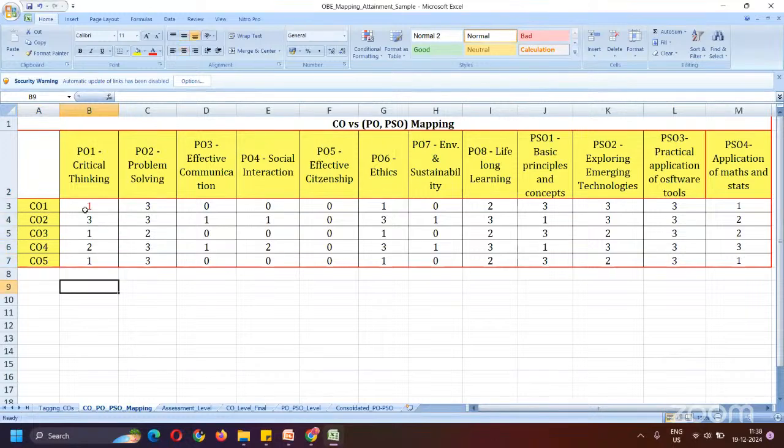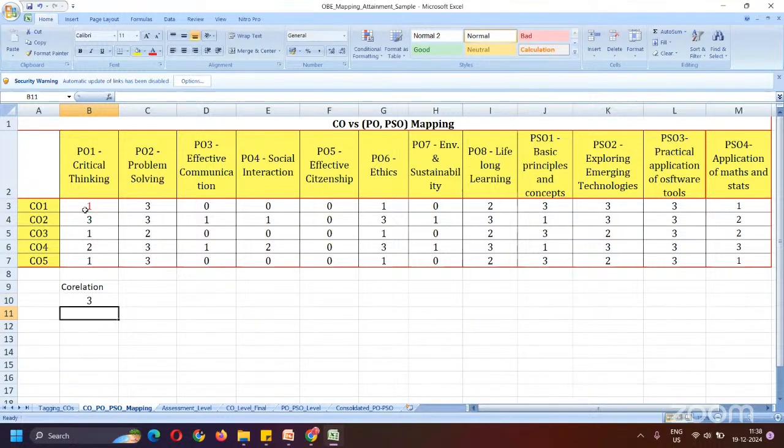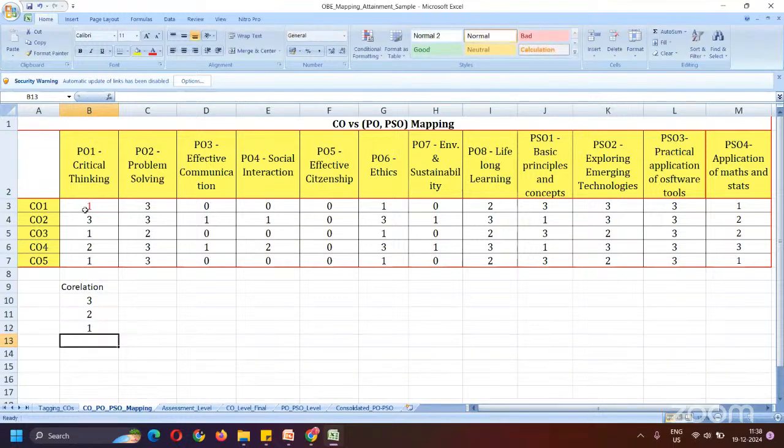This is actually based on a correlation process. The correlation is done at 3 different levels. One is the strong level, which we mention as 3. If it is medium level, we call it 2. If it is low level, it will be replaced with 1. And if there is no correlation, maybe less than 5% of my sessions of this CO is contributing, then you have to take that out of this CO.